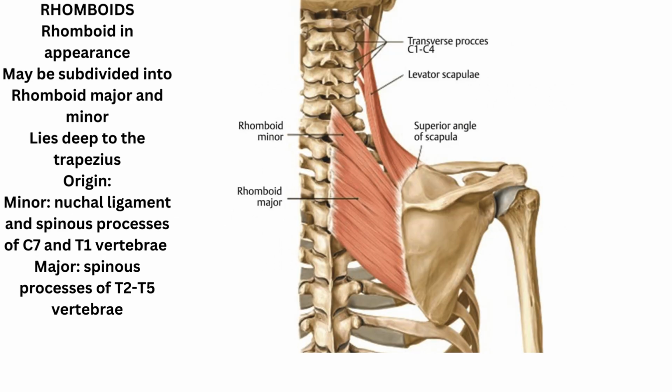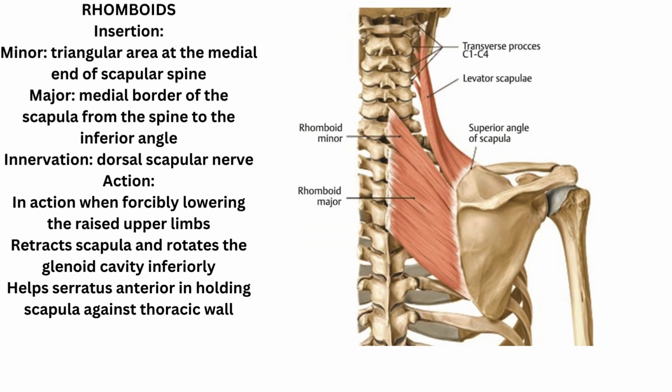Rhomboid muscle has a rhomboid appearance and may be subdivided into rhomboid major and minor, although not always clearly demarcated from each other. They lie deep to the trapezius muscle and run inferolaterally from the vertebrae to the medial border of the scapula. Its proximal attachment includes nuchal ligament and spinous processes of C7 and T1 vertebrae for rhomboid minor and spinous processes of T2 to T5 vertebrae for rhomboid major.